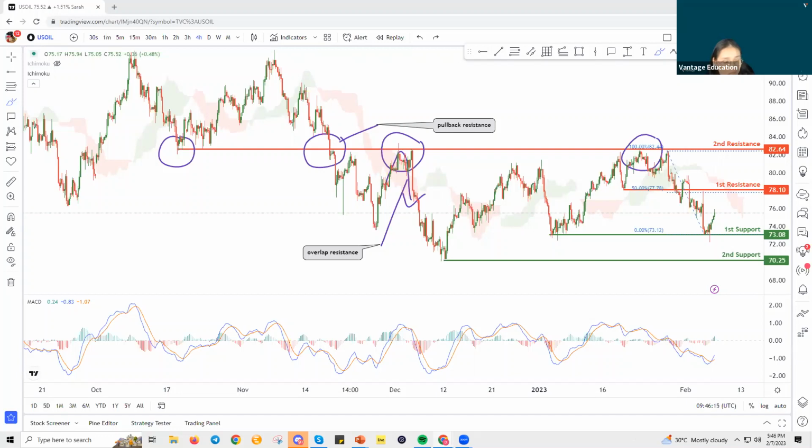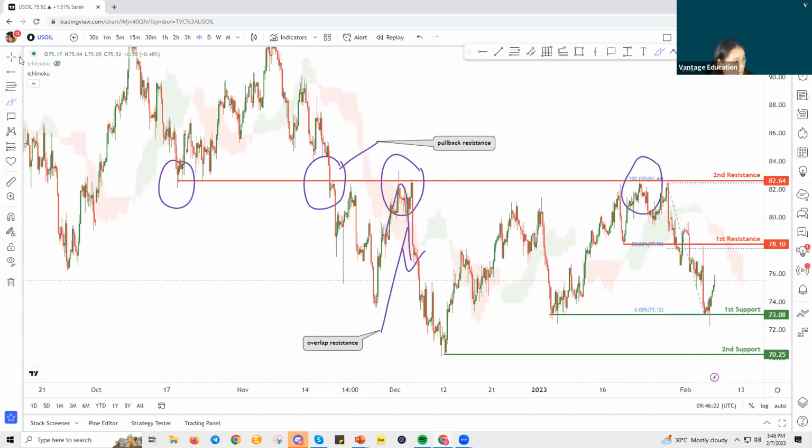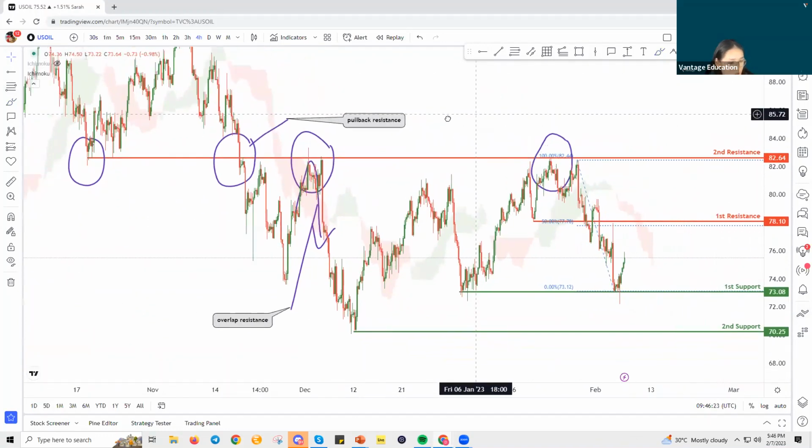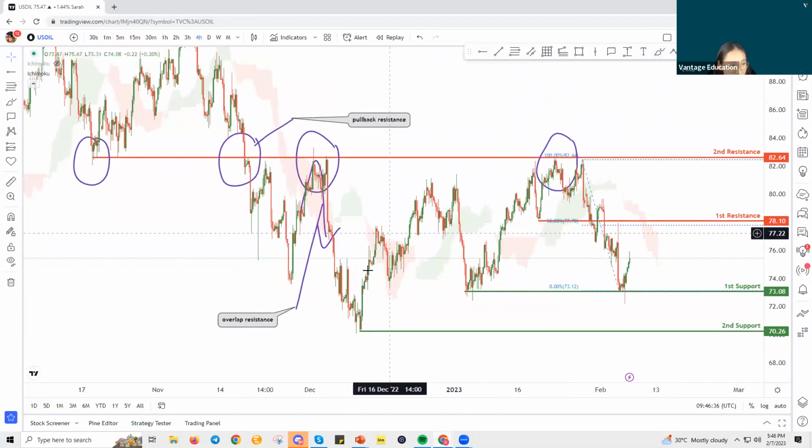The second support is determined by Fibonacci. Okay, let me zoom in here. The second support here, determined by Fibonacci? Actually, the second support here, I placed it here purely from this swing low over here. So I didn't use any Fibonacci to support it.